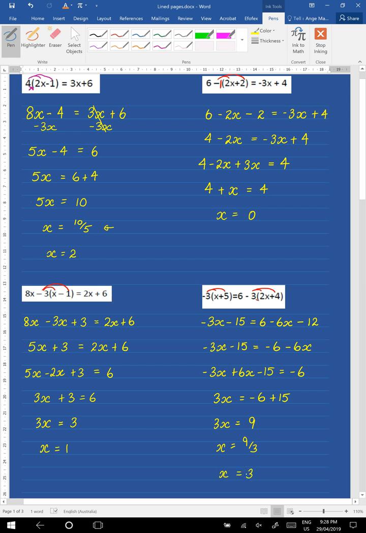So hopefully you can now go back and finish off that puzzle and make sure your working is nice and neat like this in your book, because I will be marking that. Okay, good luck.